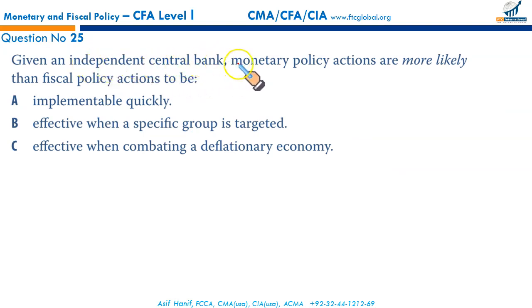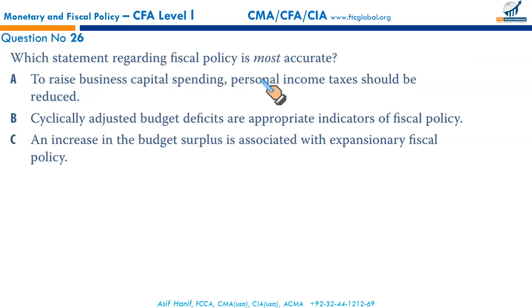Given an independent central bank, monetary policy actions are most likely than fiscal policy actions to be implemented quickly. Absolutely right. Fiscal policy has a significant lag, but monetary policy can be done much more quickly. Monetary actions may face fewer delays than fiscal policy, especially when the central bank is independent. Fiscal policy takes time; laws are to be enacted before it could be implemented. So that makes A the correct option.